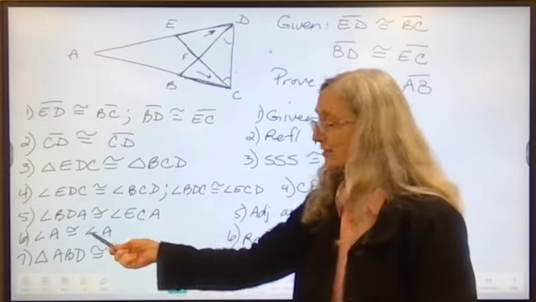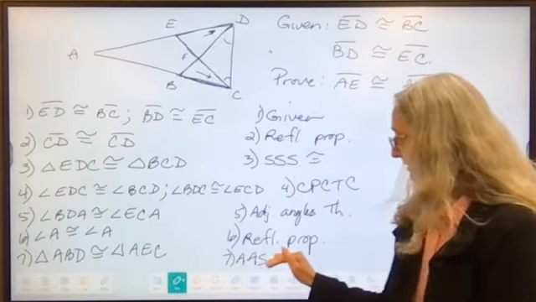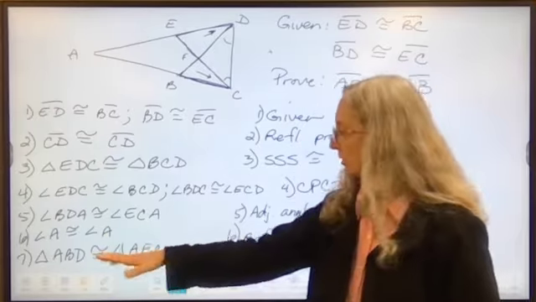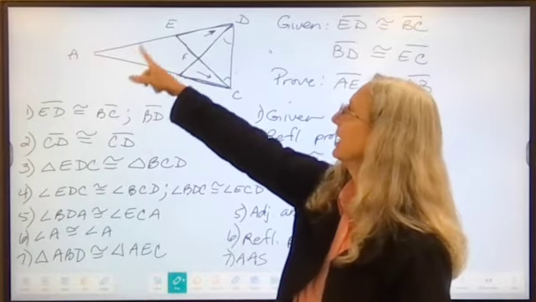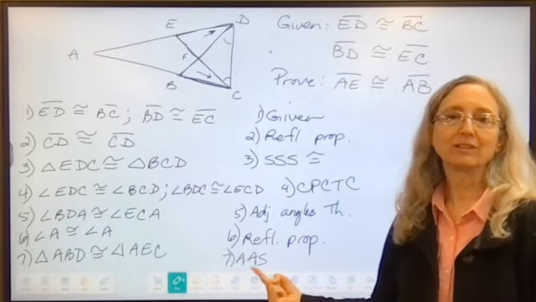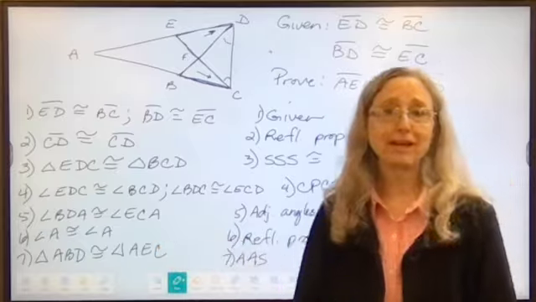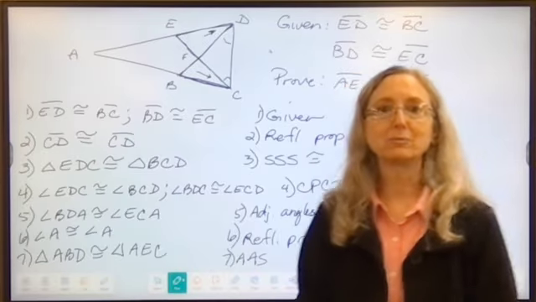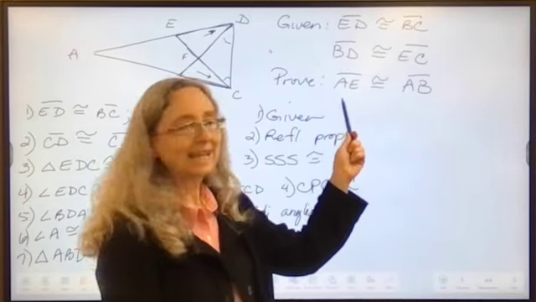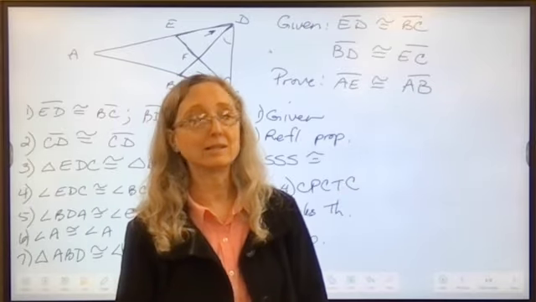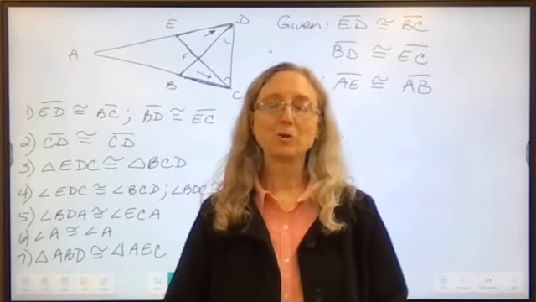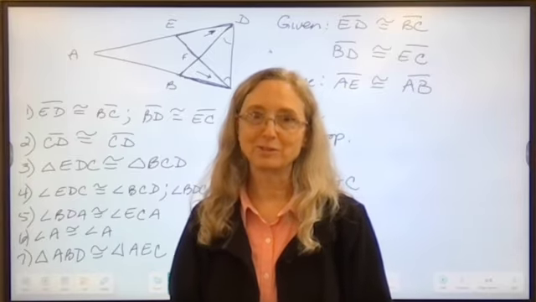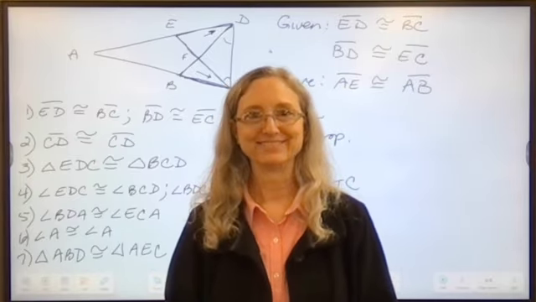So I listed angle A is congruent to angle A by the reflexive property, which means triangle ABD is congruent to triangle AEC by angle, angle, side. And if I had room on the board, then I would finally write my proof statement. AE is congruent to AB because of CPCTC, corresponding parts of congruent triangles are congruent. Whew.